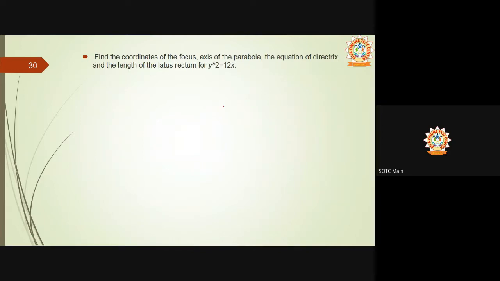Next question. Find the coordinates of the focus, axis of the parabola, equation of directrix, and length of the latus rectum for y square is equal to 12x, right? When y square is equal to 12x, what is the center, or vertex? It is 0 comma 0. Yes or no? So now compare with the standard equation y square is equal to 4ax. Find the a value: 3. A is equal to 3.